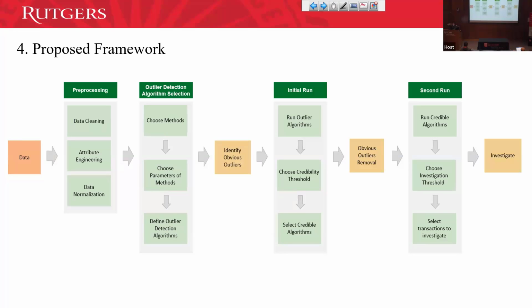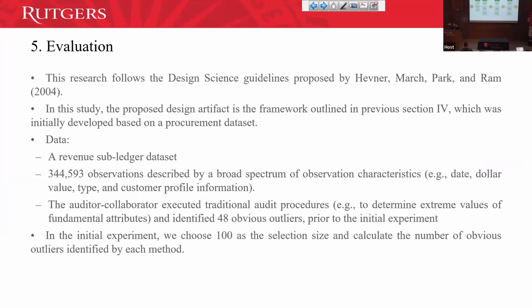And in the second run, we remove the obvious outliers and only rerun the credible algorithms and try to discover some outliers potentially ignored by our auditors. And finally, we identify such non-obvious but important outliers for follow-up investigation. So this is just the basic idea of the proposed framework.